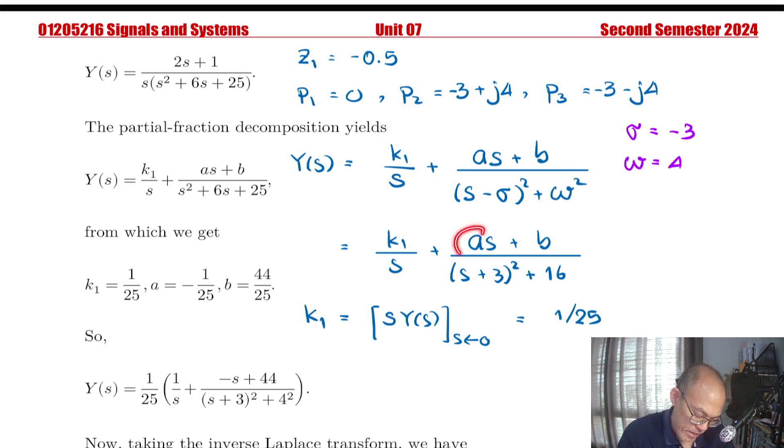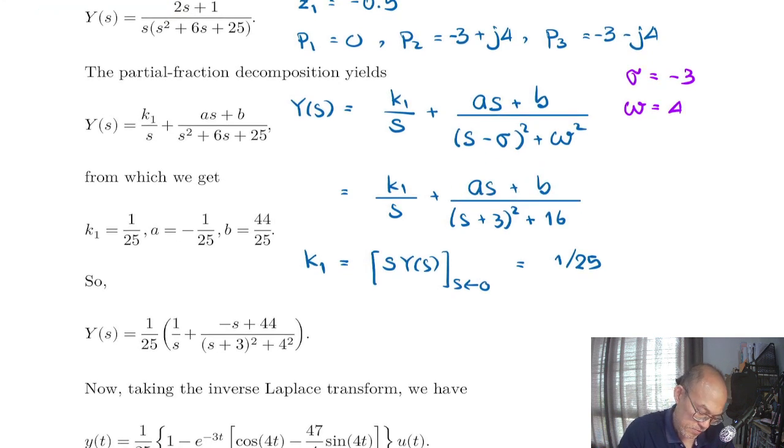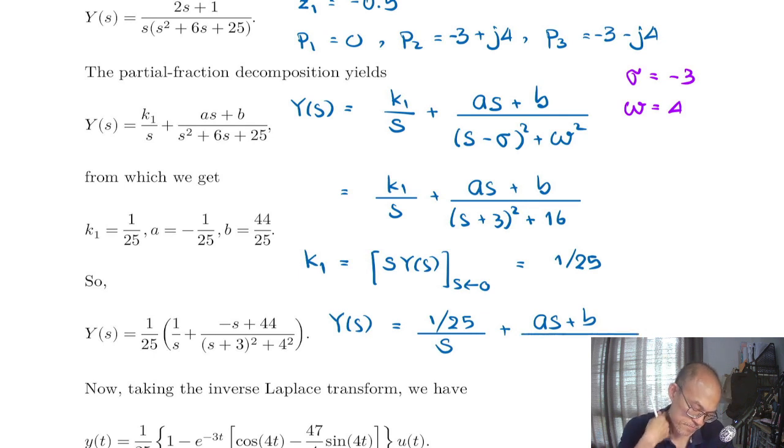And then A here is 2. No, A is not 2. Sorry. Now I have to find A and B. I have to write down Y(s) as 1 over 25 divided by s, plus As plus B divided by (s plus 3) squared plus 16. Now I have to find A and B.